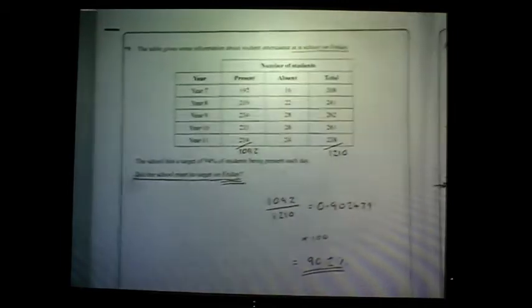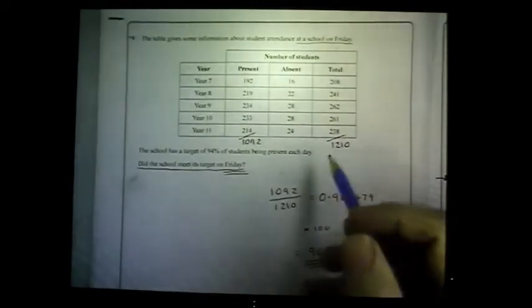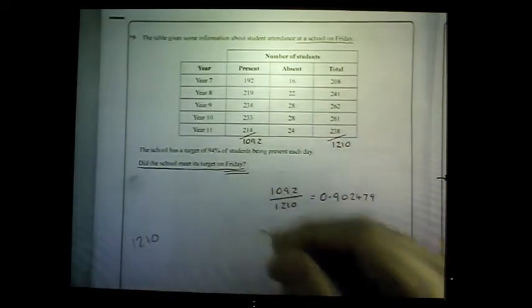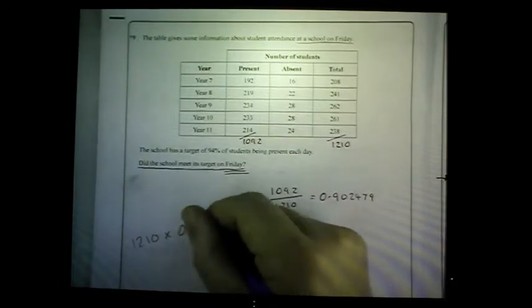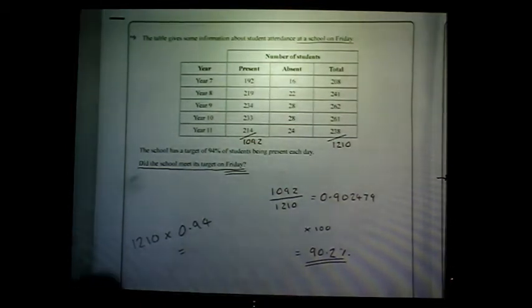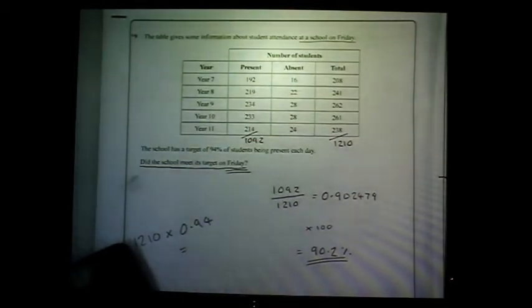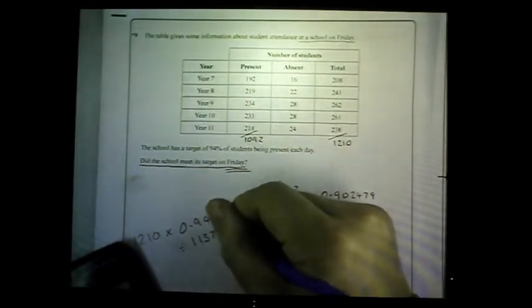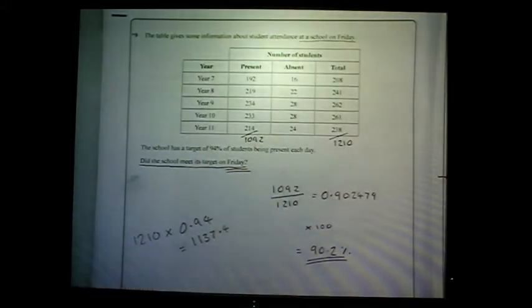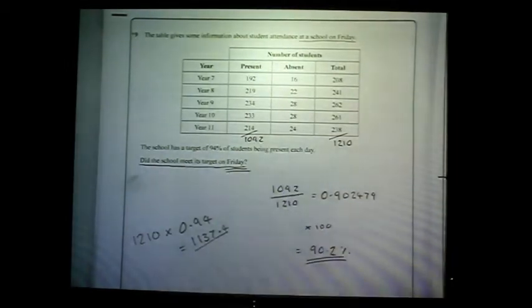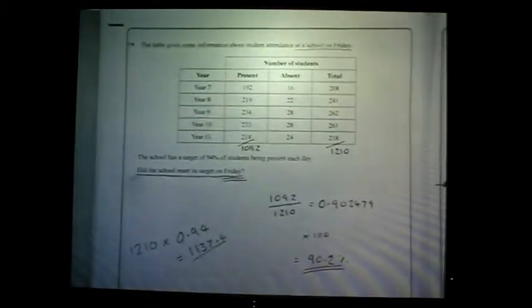When I was marking this, there was another really nice way of doing this. You take the 1,210 and multiply it by 0.94, because that is the percentage, converted to a decimal. So 1,210 times 0.94 is 1,137. I'll put the 0.4 in, but obviously you round that one. They want that many students to turn up to meet their attendance target. That did not happen because they only got 1,092. So at the bottom, big no, they did not meet their attendance target.